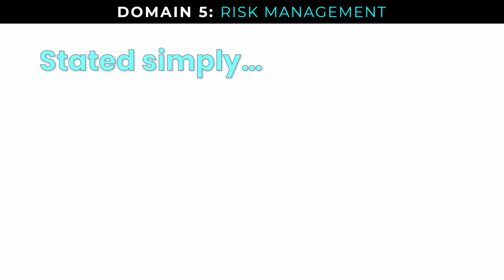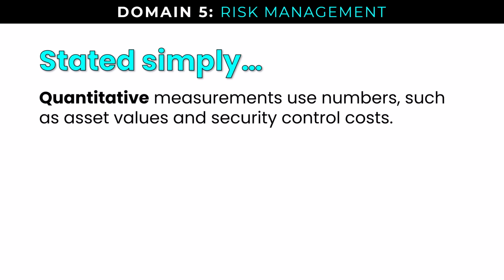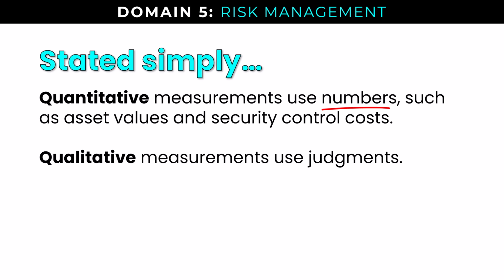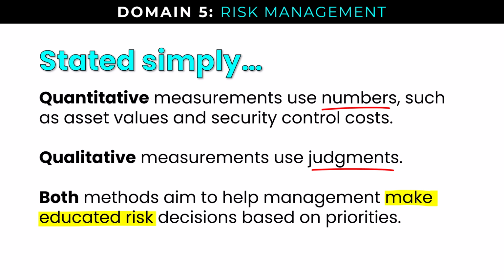So if I were to summarize it, just put it simply, quantitative measurements use numbers like asset values and the cost of our security controls. Qualitative measures use judgments. And both methods aim to help management make educated risk decisions based on priorities. And the fact of the matter is, not every risk can be easily calculated through quantitative methods. How do I put a dollar value on the loss of my customer's trust? How do I put a precise value on reputational damage?